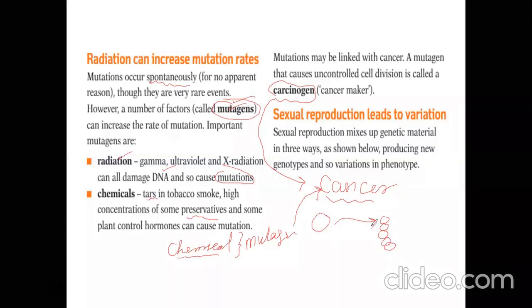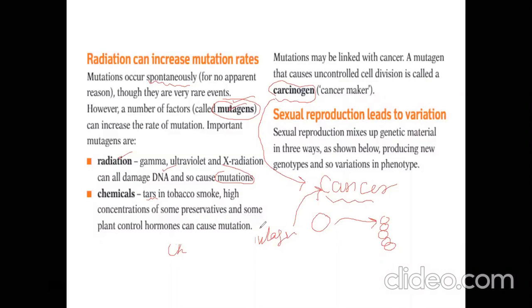So this is one reason of what? Of variation. Mutation is one of the reasons of variation within a population.